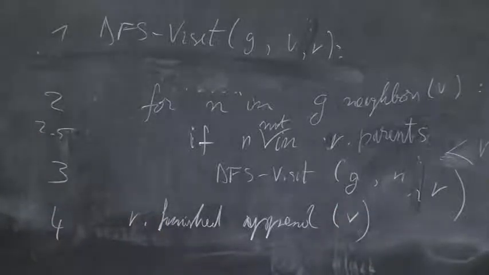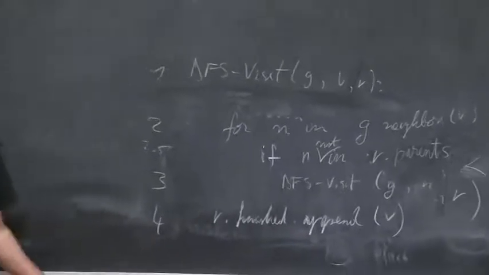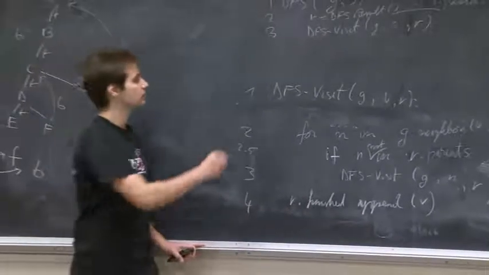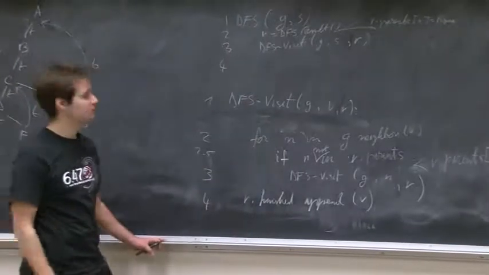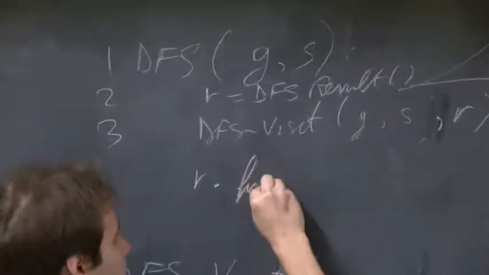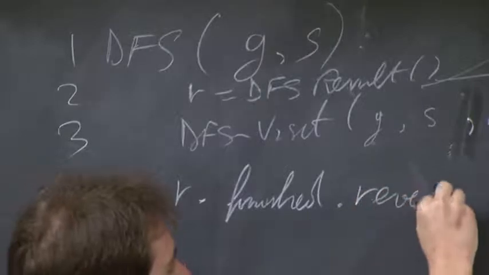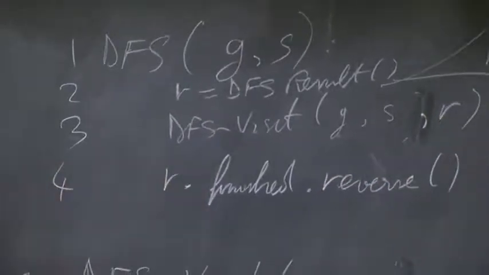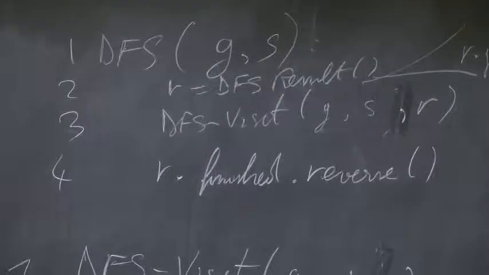Okay. And then where can I reverse the list? Line 4 of the first. Okay, how would I do this? Finished dot reverse. Like this? I think that's okay in Python. I think so too. So this will give me a topological sort.